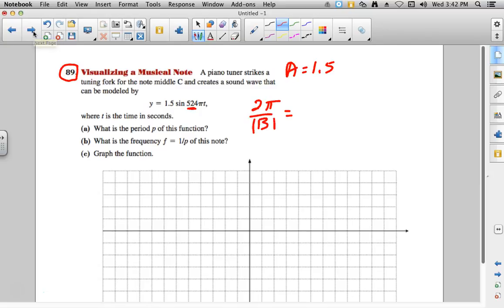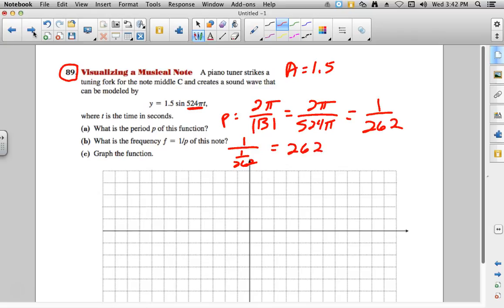So we're going to take that 524 pi and figure out what that period is. The pi's are going to cancel out, and our 2 over 524 will become 1 over 262. So that's our period. Now, B says, what's the frequency, which is f equals 1 over P? Well, if we take 1 and divide it by 1 over 262, then that frequency is going to be 262. So this is 262 cycles per second.